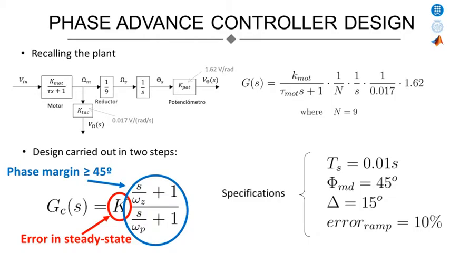In this practice, a phase advance controller is designed so that it makes the closed-loop system, for the position control of the laboratory plant, with a sampling period of 0.01 seconds, have a phase margin of 45 degrees and a static error of the 10% in front of a ramp input. Considering for that a safety phase margin of 15 degrees.